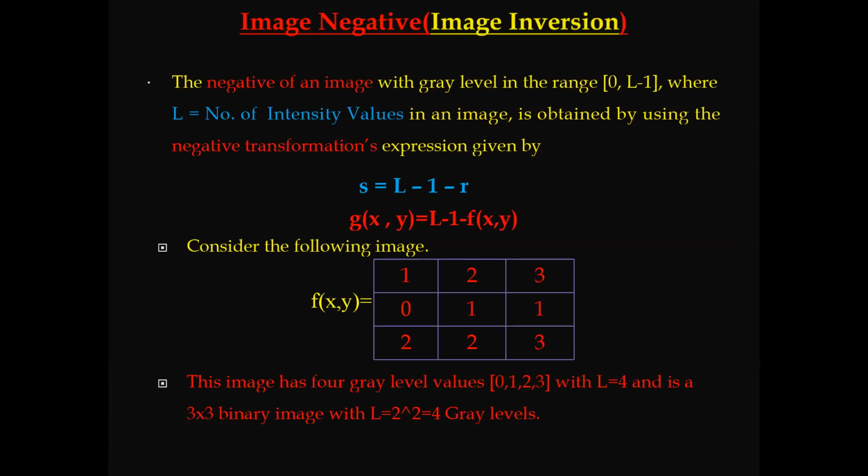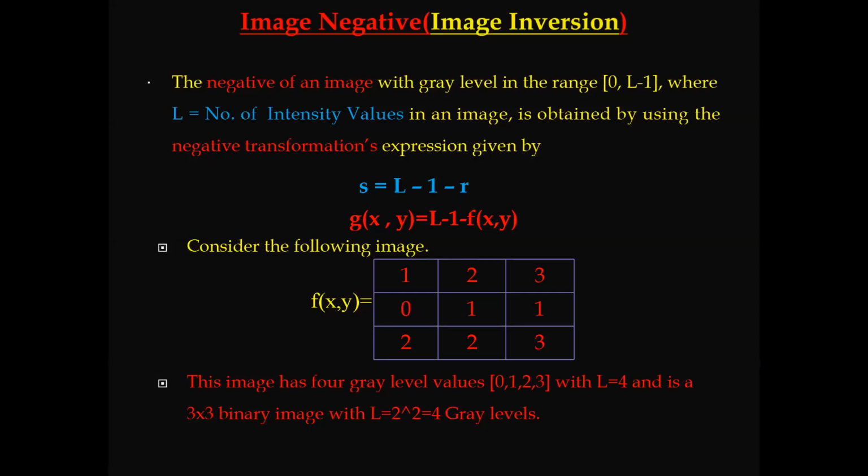The negative of an image with the gray levels in the range 0 to L minus 1, where L indicates the number of intensity levels. We know that capital L equal to 2 power k, where k is the number of bits that are used to represent an image. So if L equal to the number of intensity levels, then the negative transformation can be obtained using the equation S equal to capital L minus 1 minus R.